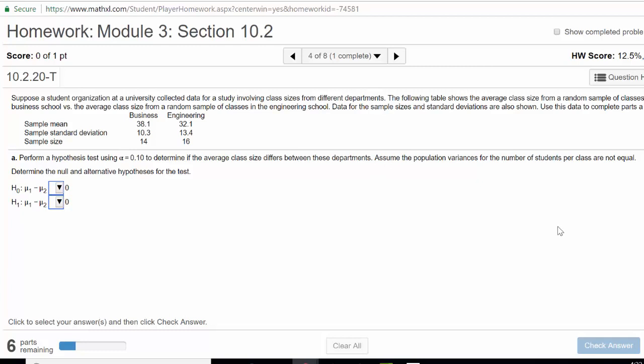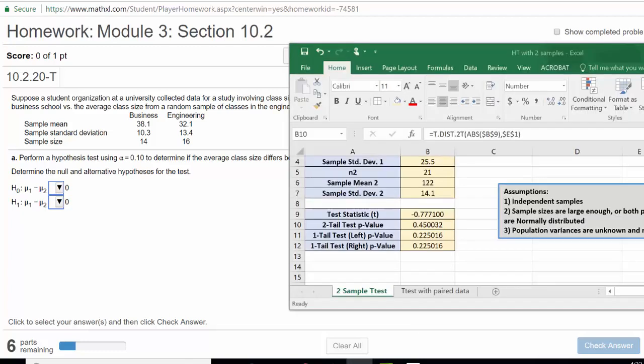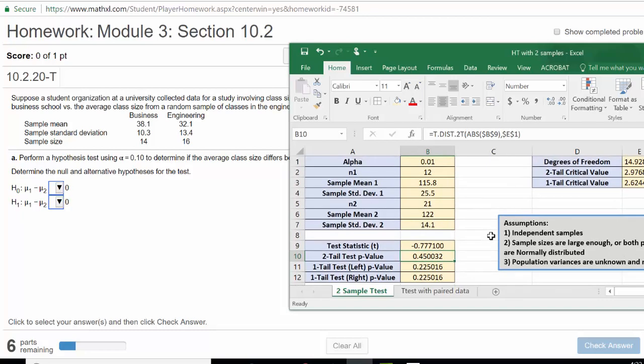Okay, and what they want us to do is to determine if the average class size differs between the two departments. Okay, again, here's another assumption that's important. The population variances for the number of students per class are not equal. So we can go ahead and use our two-sample t-test. Let's see, alpha level, 0.10. The first sample was 14 classes, not students, 14 classes.